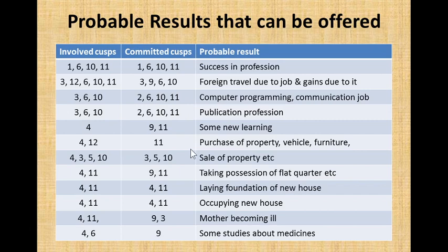At involvement 4, 3, 5, 10, at commitment 3, 5, 10, that's sale of property, etc. At involvement 4, 11, at commitment 9, 11, that's taking possession of flat, quarter, etc. At involvement 4, 11, and at commitment 4, 11, that's laying foundation of a new house. At involvement 4, 11, and commitment 4, 11, occupying new house. At involvement 4, 11, and commitment 9, 11, a mother becoming ill. At involvement 4, 6, and at commitment 9, some studies about medicines.